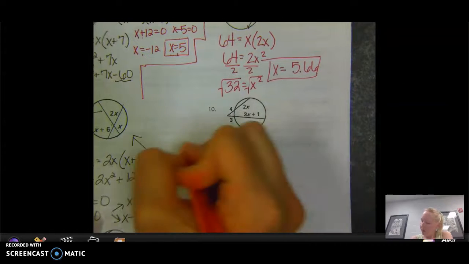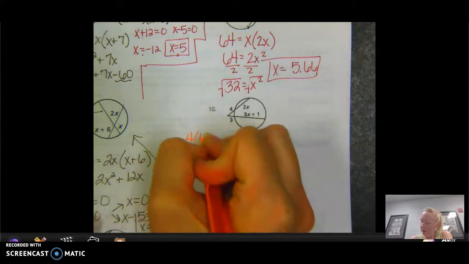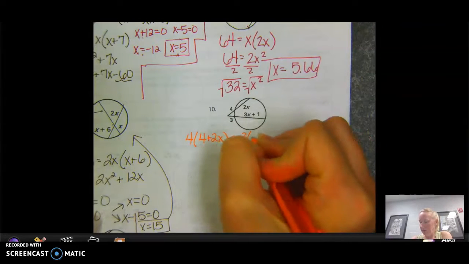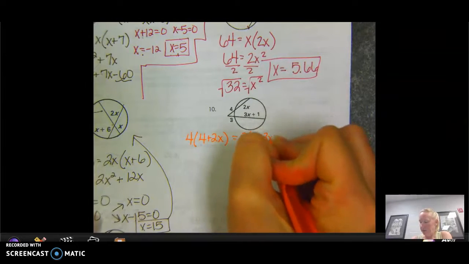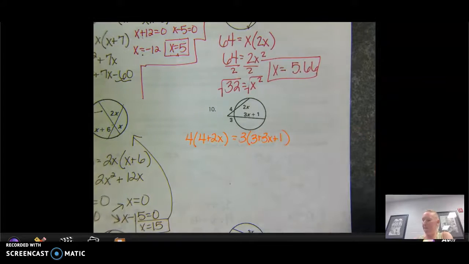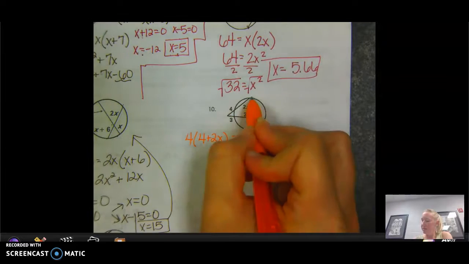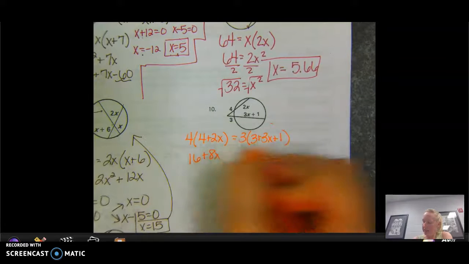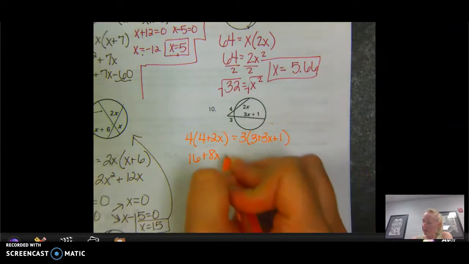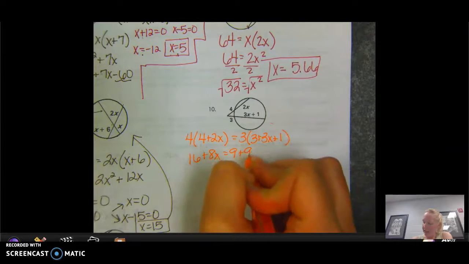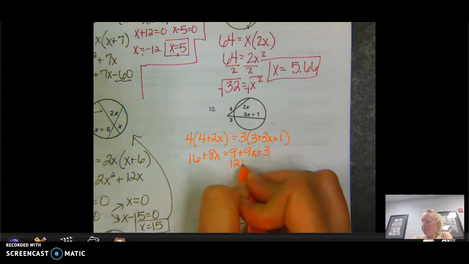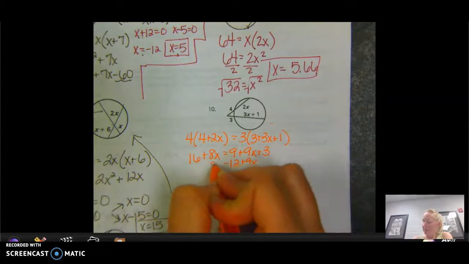Next one. 4 times 4 plus 2x is equal to 3 times 3 plus 3x plus 1. Remember, you take the outside times the whole length, outside times the whole length. That gives me 16 plus 8x equals 9 plus 9x plus 3. 9 plus 3 is 12. So I'm just reducing that down.